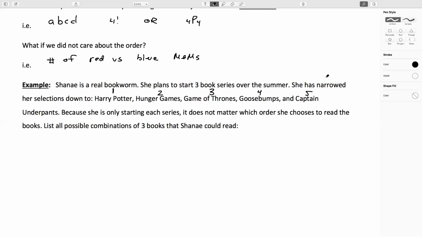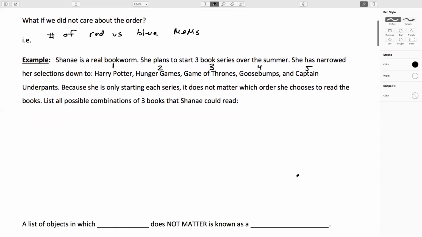If we actually want to list all the combinations, we're going to have to exhaust our list. Let's go through all the combinations that start with a 1. You could have 1, 2, 3; 1, 2, 4; 1, 2, 5; 1, 3, 4; 1, 3, 5; or 1, 4, 5. Those are all the combinations that include a 1. The 1 technically is at the start, but it could be anywhere in the order.